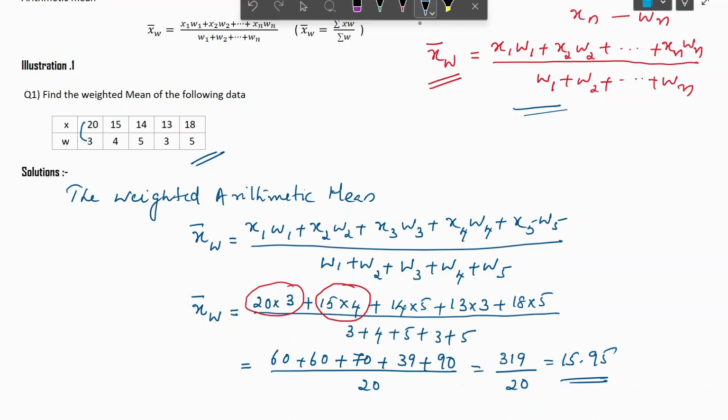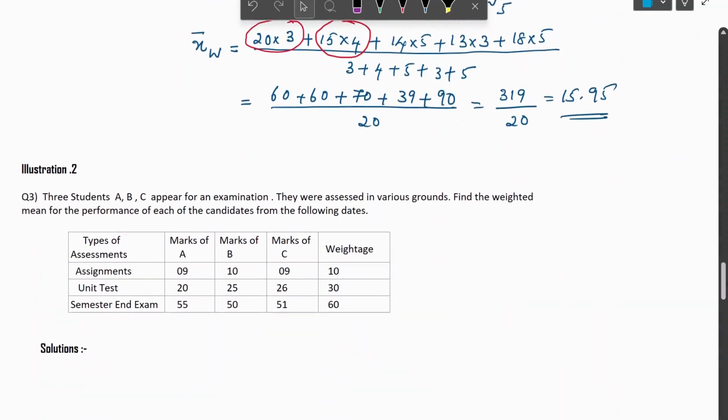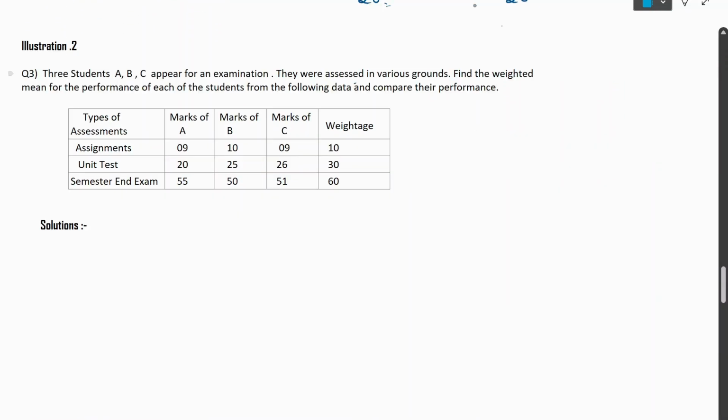Now we'll consider one more example, that is example number 2. Next example: 3 students named A, B, C appear for an examination. They were assessed in various grounds. Find the weighted mean for the performance of each student from the following data and compare their performance.